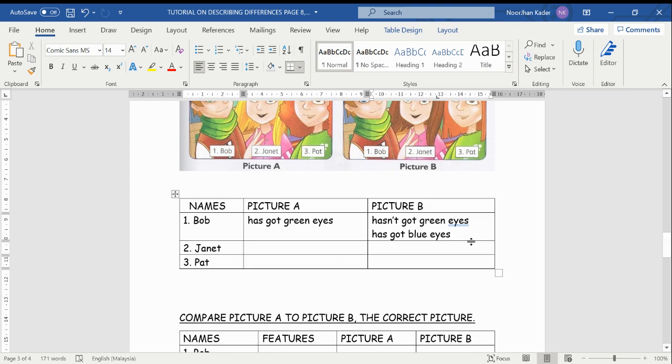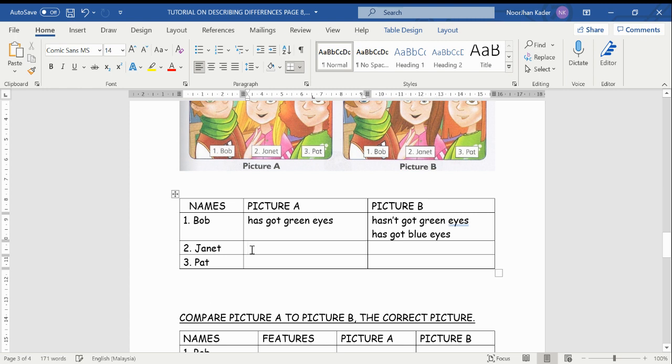So I have already refuted the first sentence in picture A describing Bob. Bob hasn't got green eyes, Bob has got blue eyes. Or we can just replace Bob with the pronoun he. But we will get into that later.